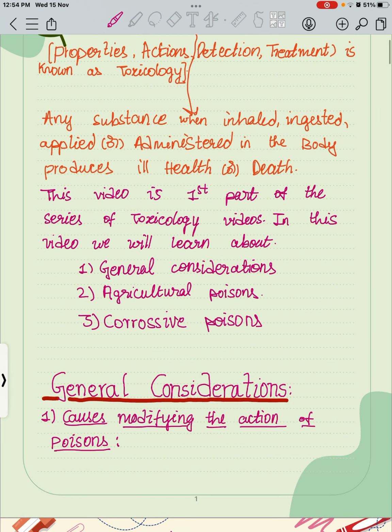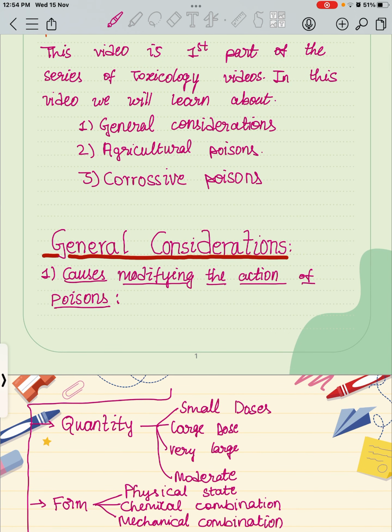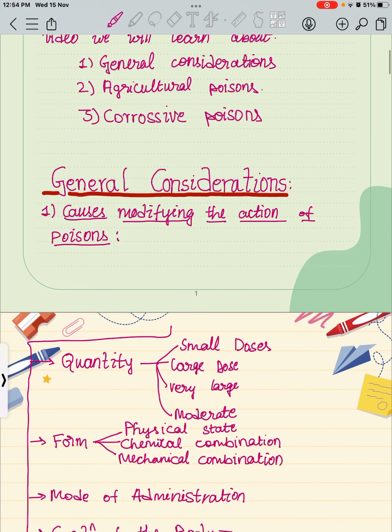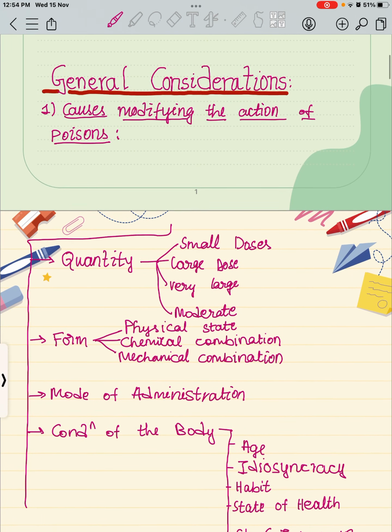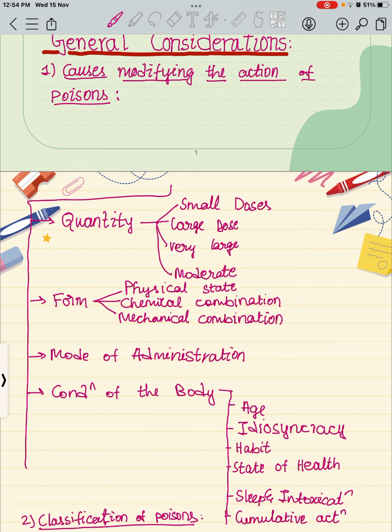This video is the first part of the series of toxicology videos that I will be keeping on YouTube. In this video, we'll learn about general considerations, agricultural poisons, and corrosive poisons. General considerations: first, we will learn about the causes which modify the action of poisons.